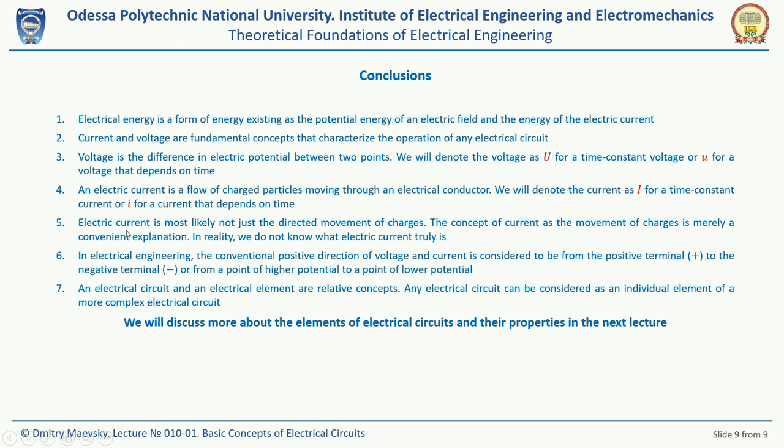Electric current is likely not just the movement of charge. The concept of current as the movement of charge is just a convenient explanation. In reality, we do not know what electric current is. In electrical engineering, it's conventionally chosen that the assumed positive directions of voltage and current are from the point or terminal with positive potential to a point or terminal with negative potential.